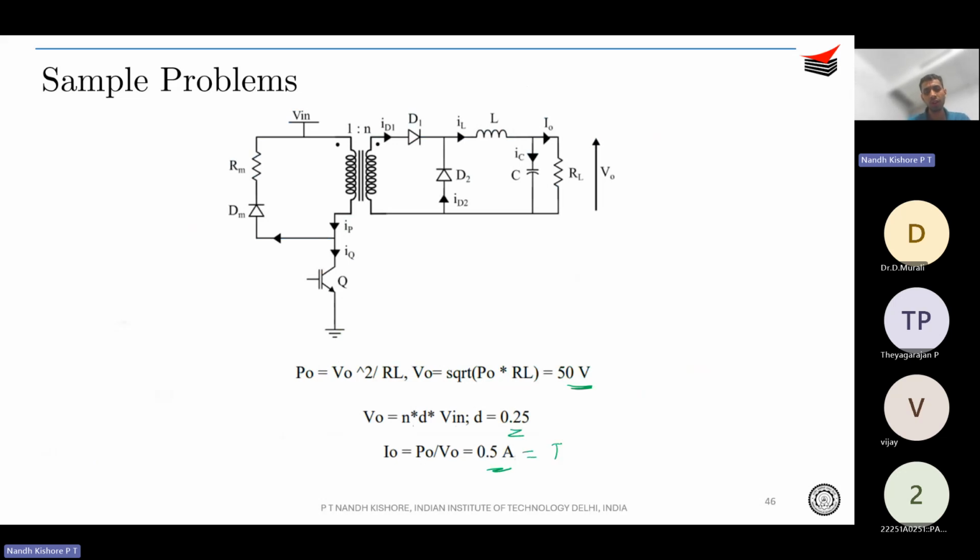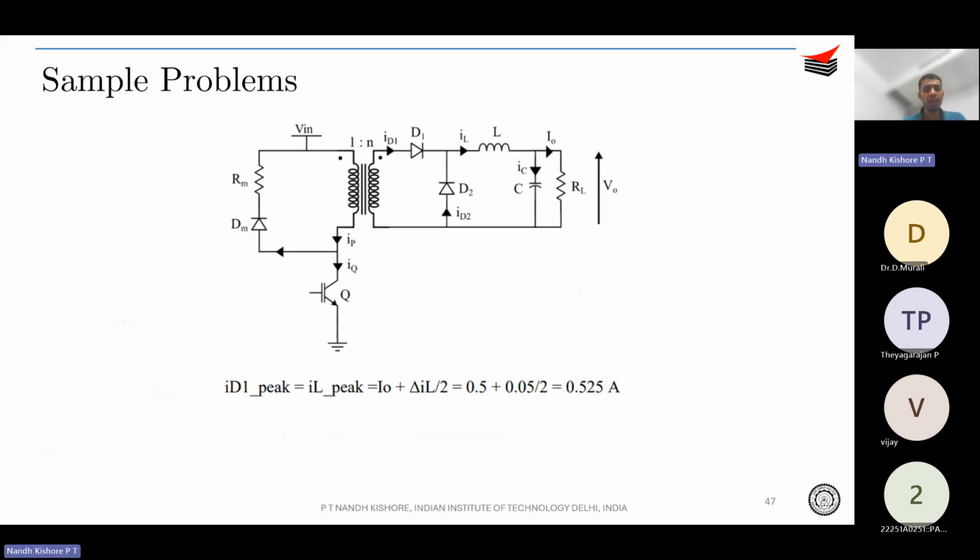So I naught is equal to your average inductor current IL, correct? So your ID1 peak is what? IL peak, that is I naught plus delta IL by 2. Delta IL is given, so I naught plus delta IL by 2 turns out to be this much, and load reflected to the primary side is going to be N into this value, correct? That is, current gets multiplied if you reflect it back to the primary. Therefore, N into ID peak, that is 1.05 amperes. You know what N is and found out what I peak is, right?